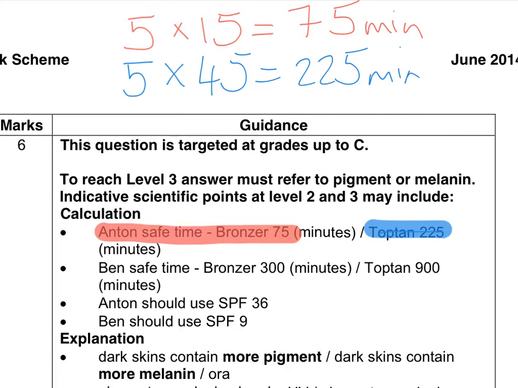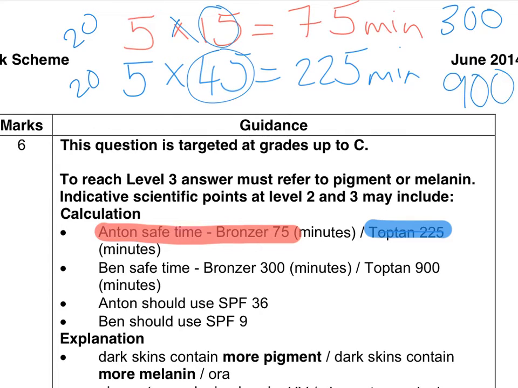You could do exactly the same with Ben. Ben doesn't burn till 20 minutes. So if you put 20 in instead of the 5, and then multiply it by the 15, it gives him 300 minutes, whereas if we multiply 20 by the 45, it would give him 900 minutes to stay in the sun.